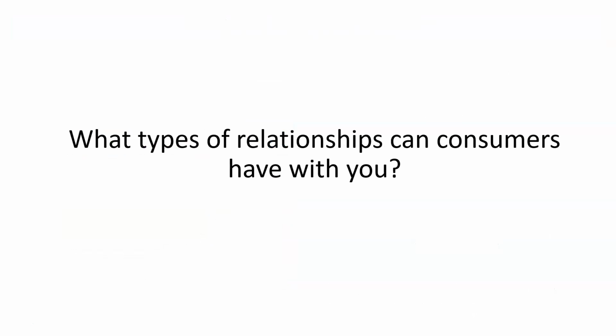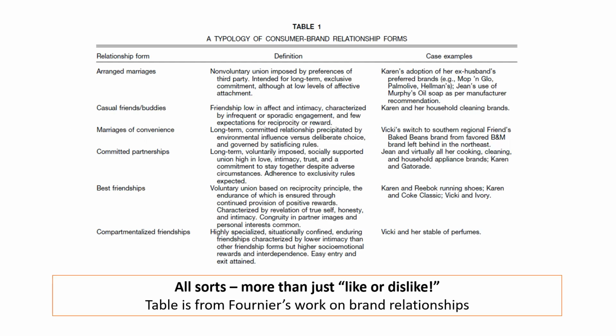So building on this, what types of relationships can consumers have with an entity? Well, relationships come in all sorts. And it's not simply just like and dislike and the strength of such. So here are examples from Fournier's work on brand relationships. We've shown this table before, but it's still very relevant to relationship marketing.